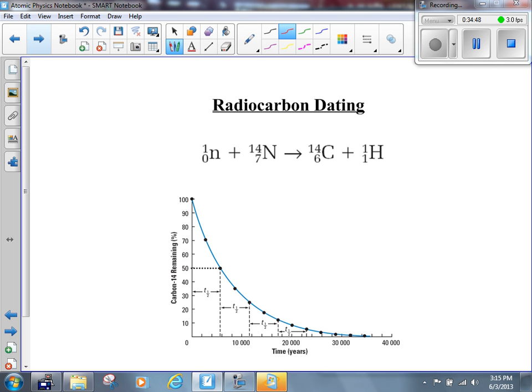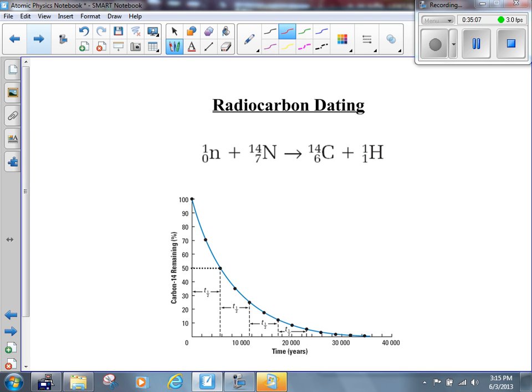So if you find a body in some native burial ground or something, you can determine how old that is as well. Not how old the person was, but how long ago the person died, based on how much carbon-14 is left versus what should have been there when the person died. Make sense?